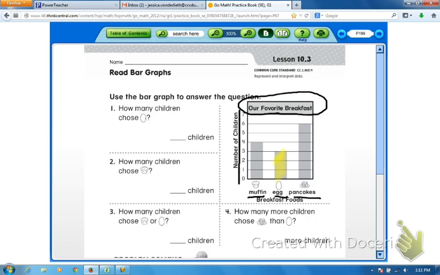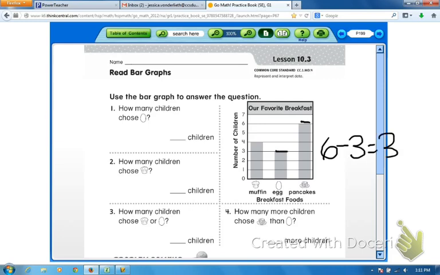When you get to number 4, that's once again saying how many more children chose pancakes than eggs. When doing that problem, remember that you are comparing two things, so it's subtraction. They should be able to say pancakes is 6, and eggs are 3, so it'd be 6 take away 3 is 3. 3 more children.